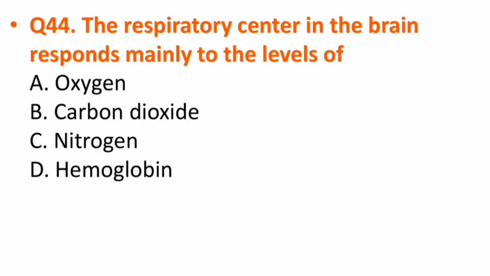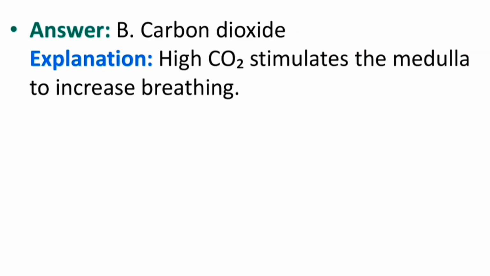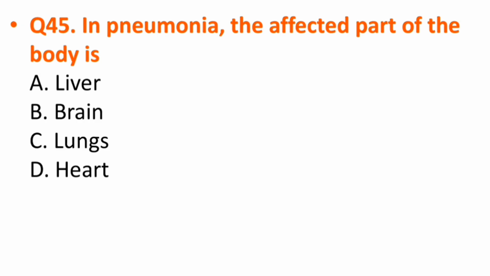The respiratory center in the brain responds mainly to the levels of option A oxygen, option B carbon dioxide, option C nitrogen, option D hemoglobin. The correct answer is carbon dioxide. High carbon dioxide stimulates the medulla to increase breathing.